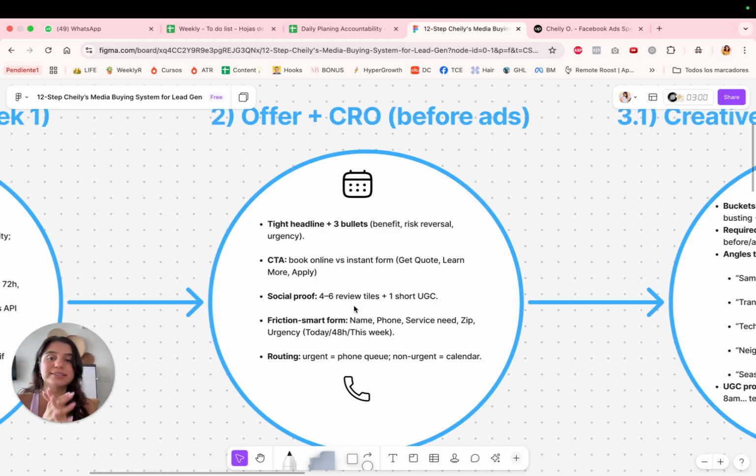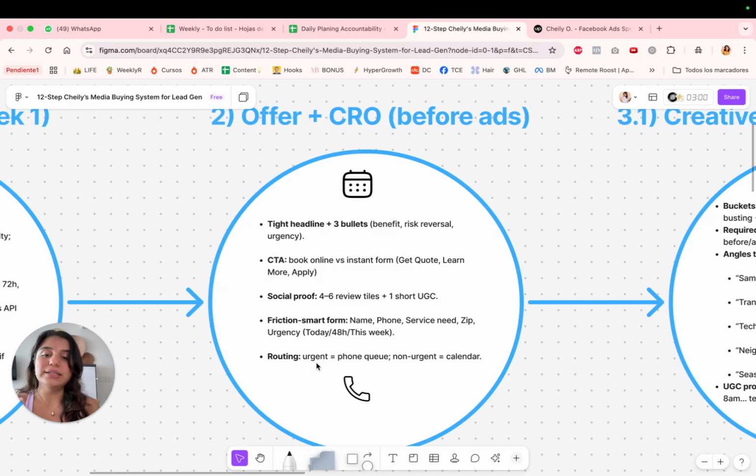The next step is to make sure there is a form that has some friction in it. So you don't want people to fill it out very easily. You want to make sure they have the name, phone and email, but also a zip code, maybe some sort of urgency, maybe some sort of budget, so we can qualify them more. So we can understand the lead, so by the time you call them, you already know if that lead is ready to buy or not.